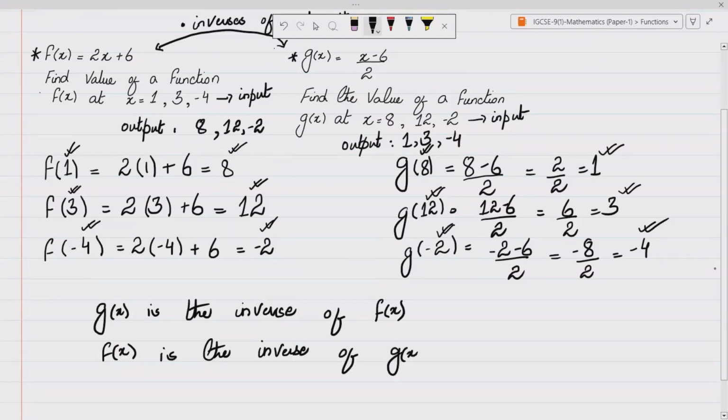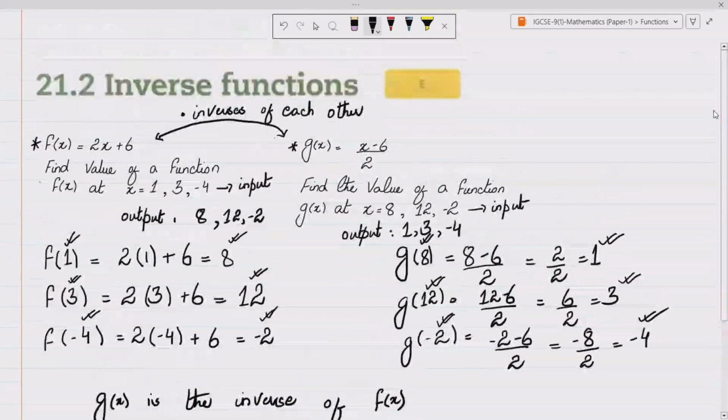So this is the simple thing. If we are given two functions, how can we find whether these two functions are inverses of each other or not? By just seeing the input and output of these functions. So this is the concept of inverse functions.